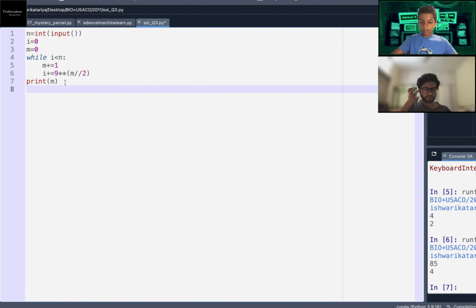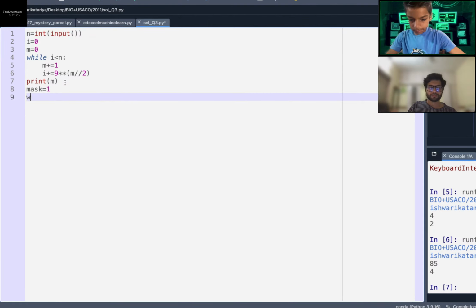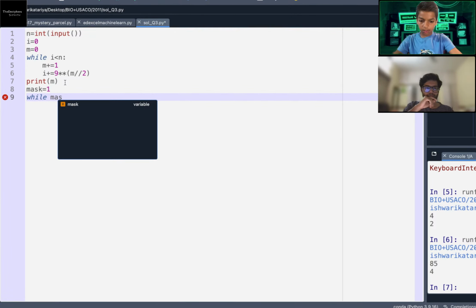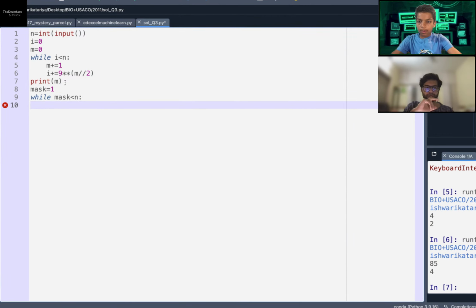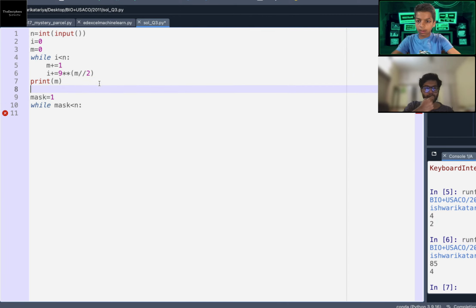I think you ask equals to, actually it starts at 9 to the power of, it just starts at 1 actually. While mask is less than n. Wait, less than. n equals n minus i.